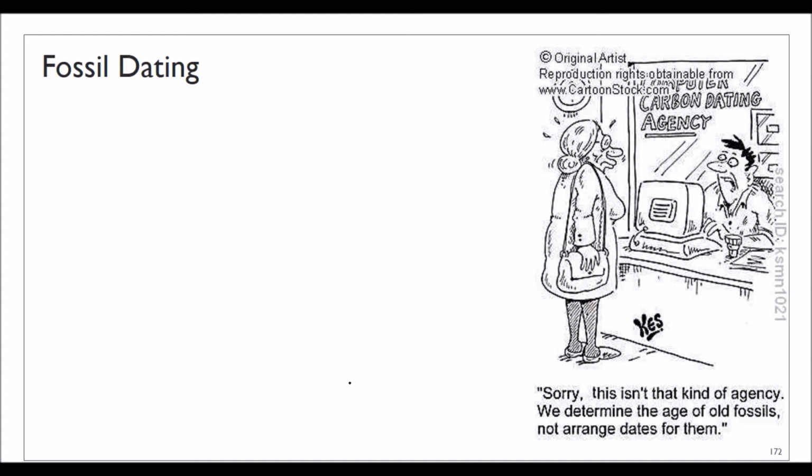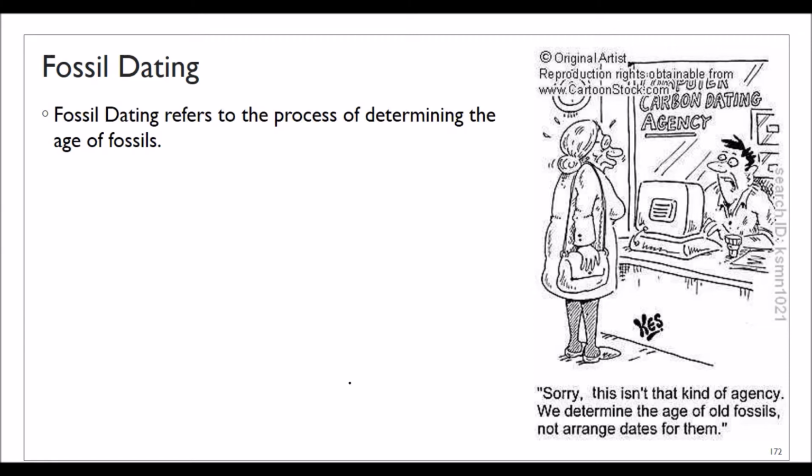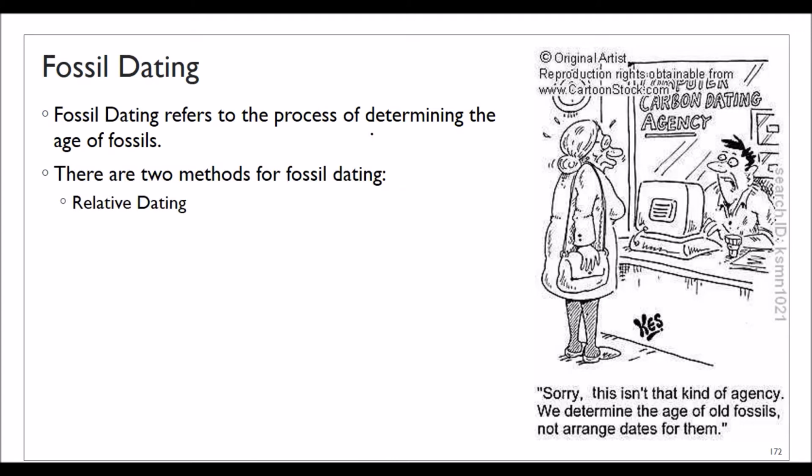In order to successfully use fossils to provide evidence for evolution, what we normally have to do is to date the fossil, which just means that you try to determine the age of the fossils. So the process of fossil dating is essentially determining the age of a fossil. There are two methods for fossil dating, relative dating or absolute dating.